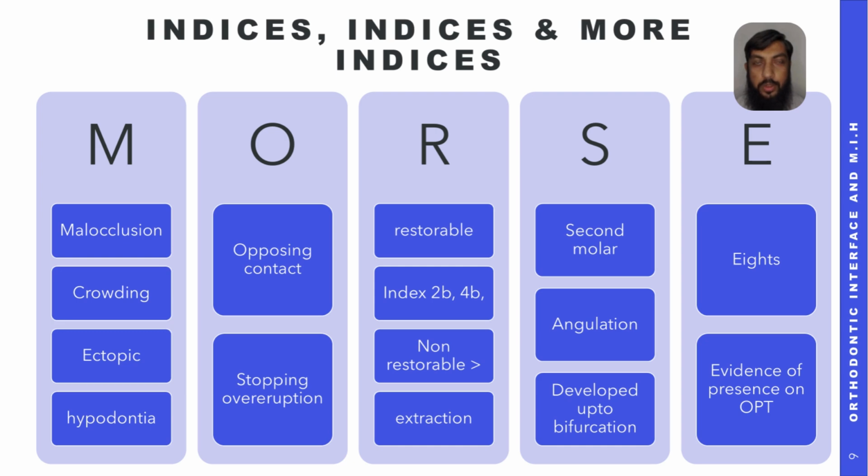S is for look at the sevens, how much they have grown, what is their angulation, and how much they have mineralized. E is for the eights. We have to have some evidence of eights developing, the third molar developing on the OPG, before we can opt for the extraction of first permanent molars.